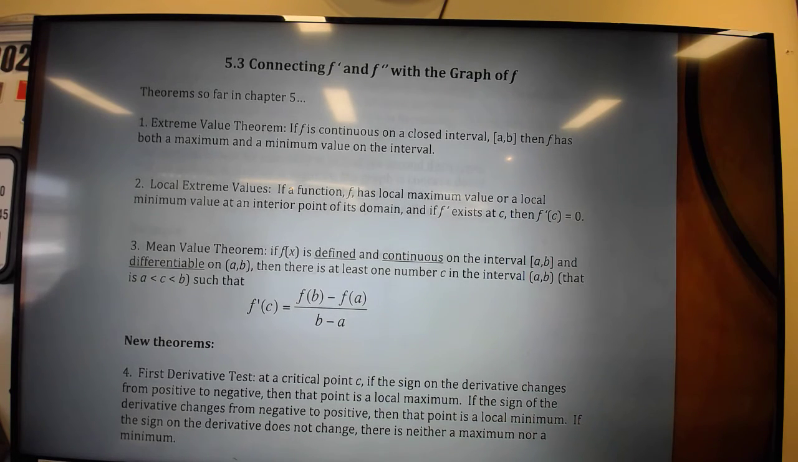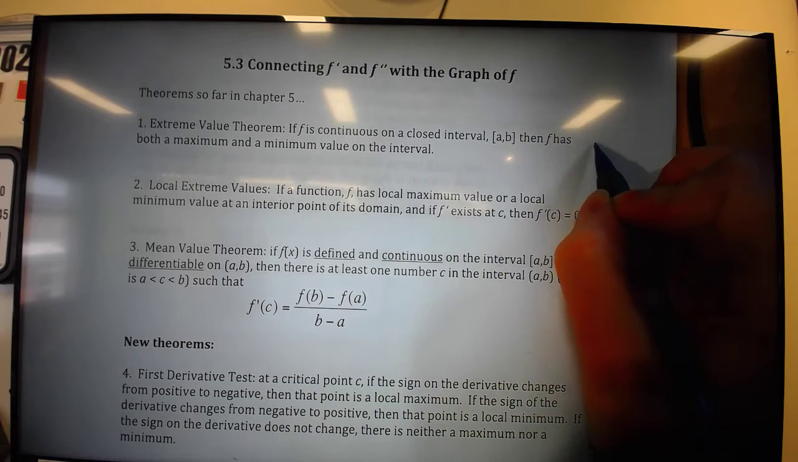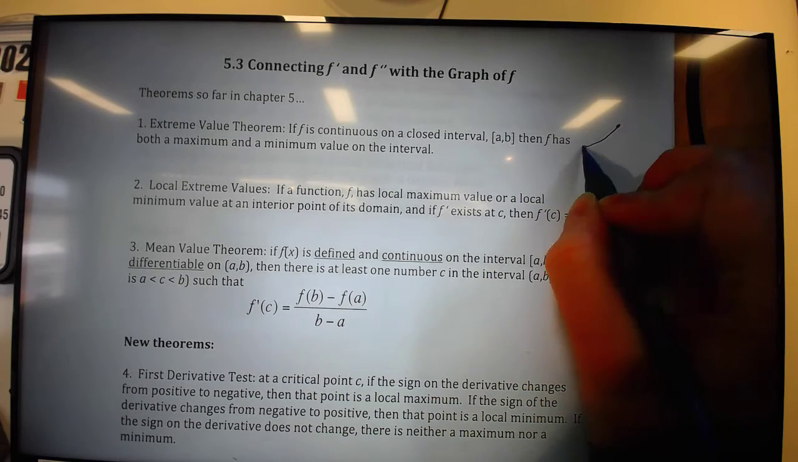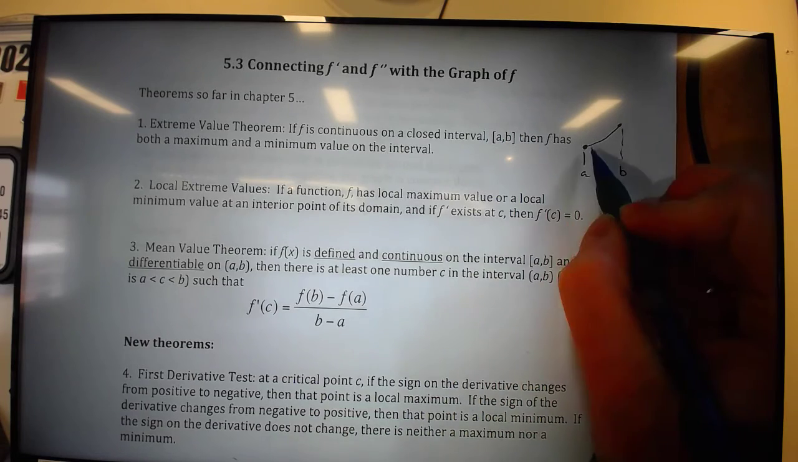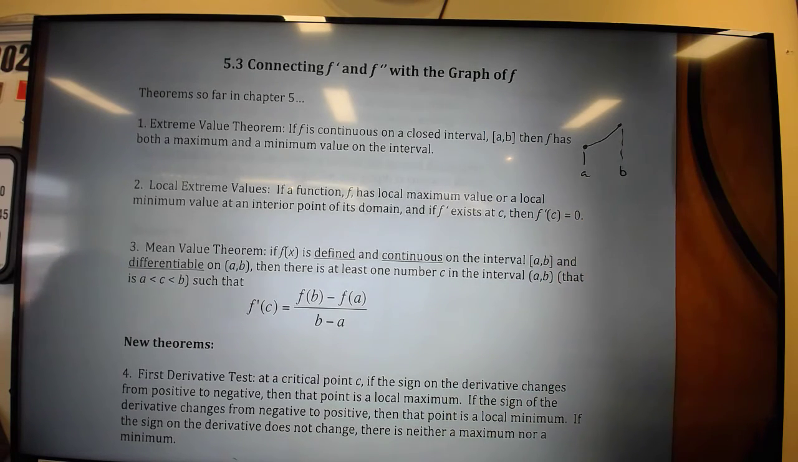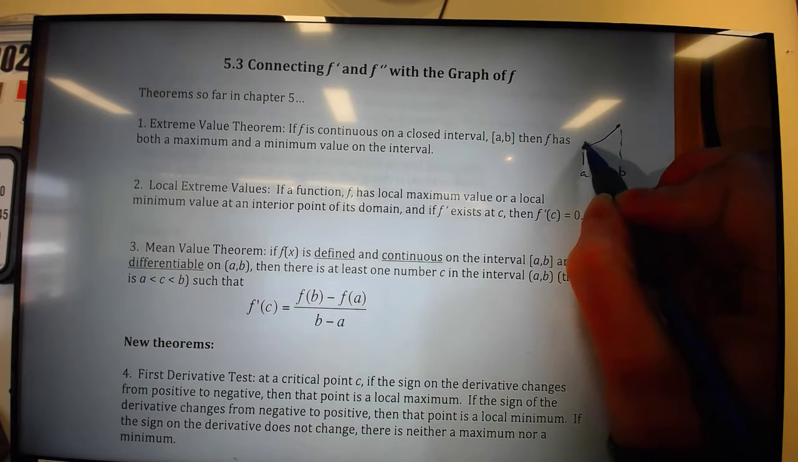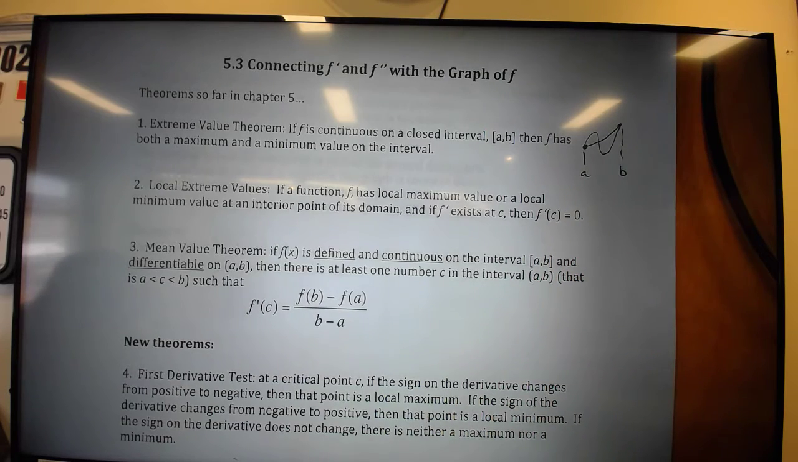So we're going to start with a couple things that we've done so far in Chapter 5. Theorems so far in Chapter 5, we've got the extreme value theorem. That was the one that said if f is continuous on a closed interval, a to b, then f has both a max and a min on that interval. So it could look something like, here's my chunk of graph from A to B, right? And so it has a minimum and a maximum. It could look something more like this too, right? Where it would have a minimum and a maximum as well.